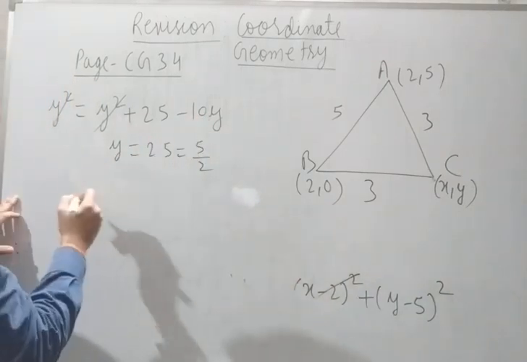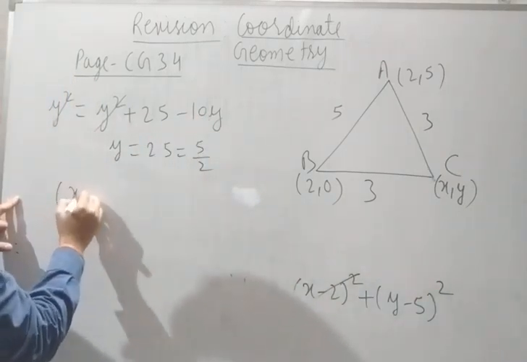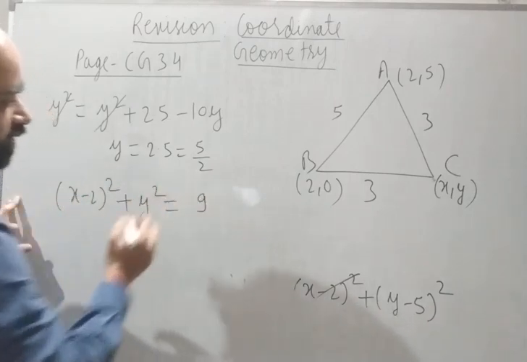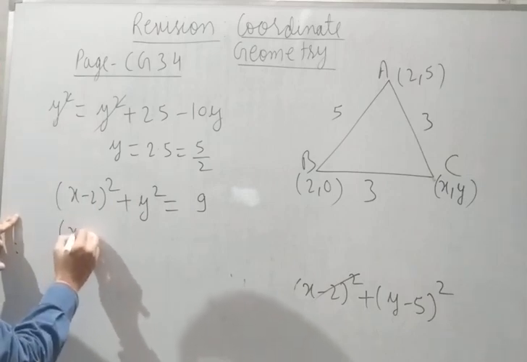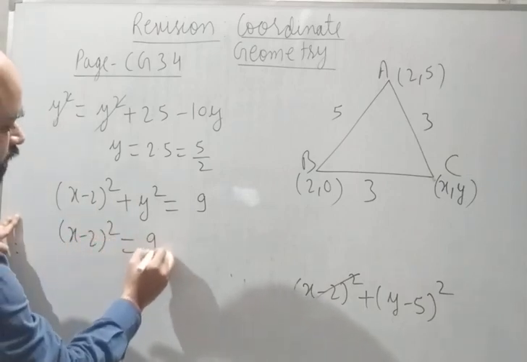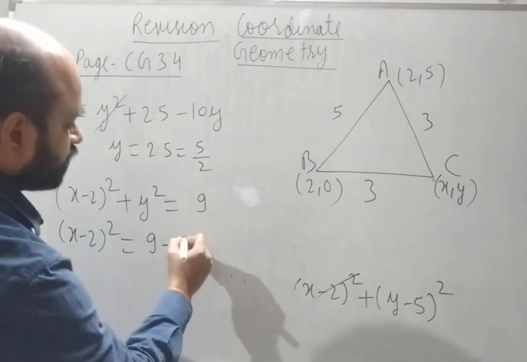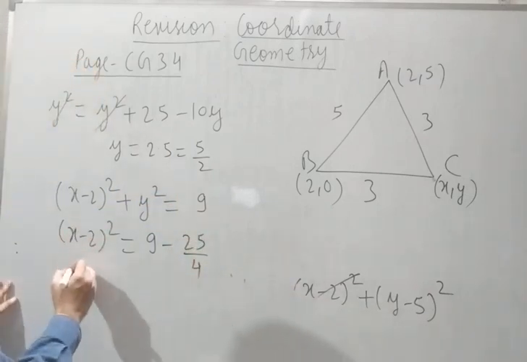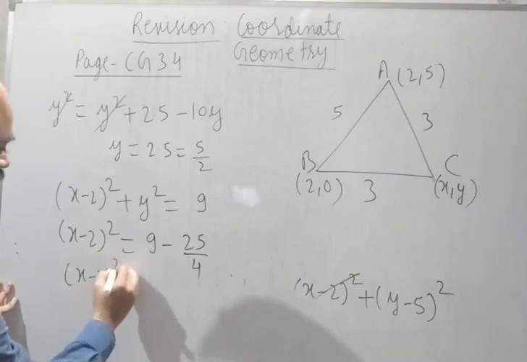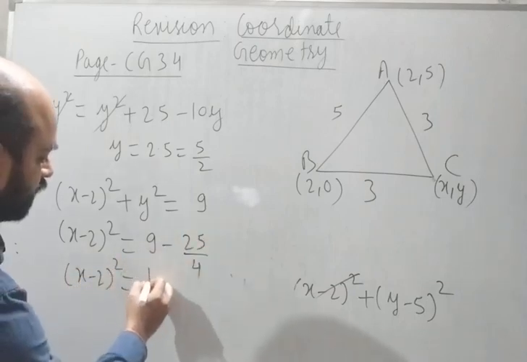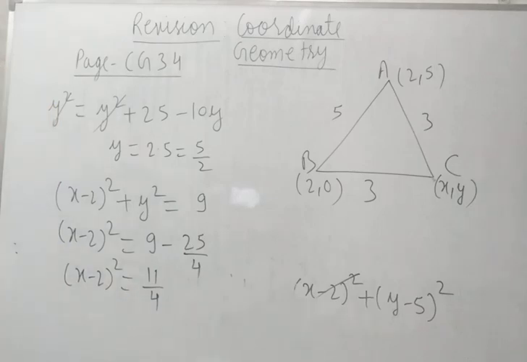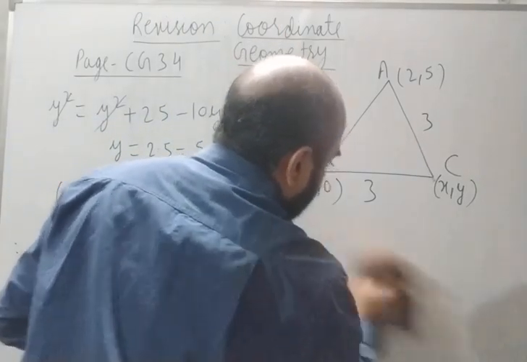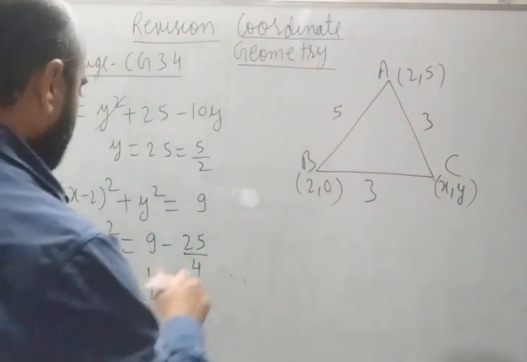So the first equation was (x minus 2) whole square plus y square is equal to 3 square, that is 9. So (x minus 2) whole square will be 9 minus y square. 9 minus y square means 25 by 4 here. So (x minus 2) whole square will be 11 by 4. Correct? This is (x minus 2) whole square equal to 11 by 4.